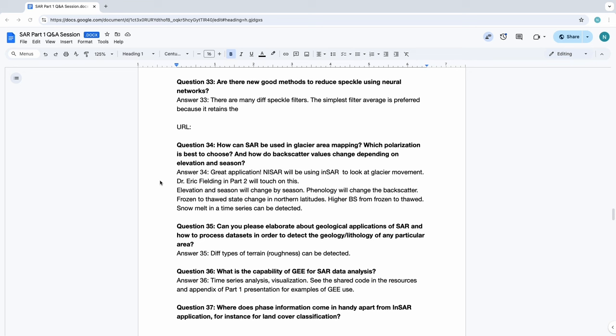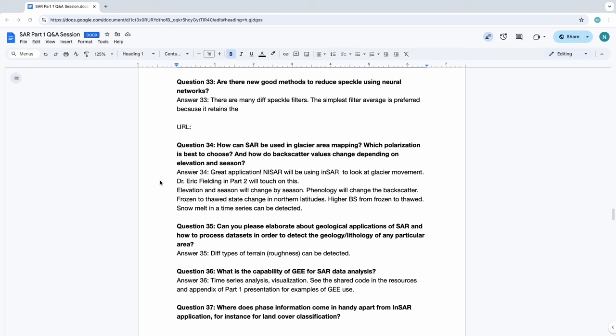Question 34. How can SAR be used in glacier area mapping? Which polarization is best to choose, and how do backscatter values change depending on elevation and season? This is a great question. So NISAR actually has a cryosphere component, and they are using InSAR, so interferometric SAR, to look at glacier movement, so like velocity vectors of glaciers. And Dr. Eric Fielding will touch on that application tomorrow. Now, which polarization is best to use? I'm not sure because I don't do any sort of glacial studies, but I can refine this answer and update it.